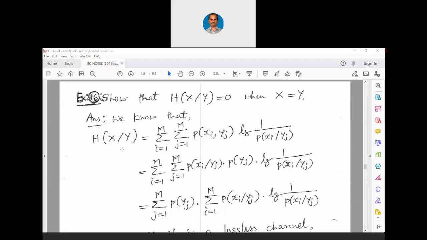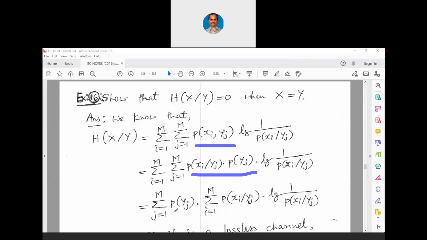We know that H of X slash Y is equal to summation of i equals 1 to m into summation of j equals 1 to m into p of xi comma yj lg of 1 over p of xi slash yj. Now, what is p of xi comma yj? It is p of xi slash yj into p of yj by the definition of the joint probability. So we are substituting this here. Instead of this, let us substitute this.